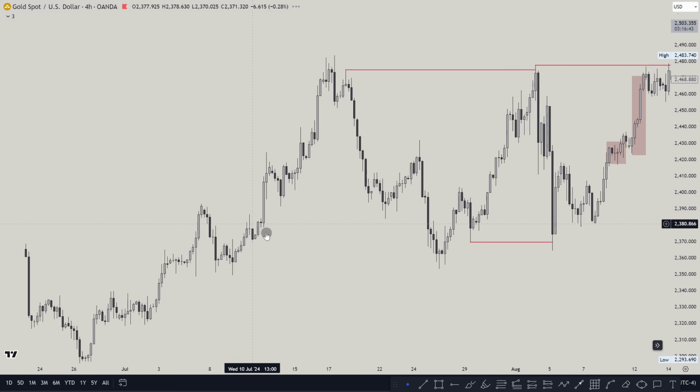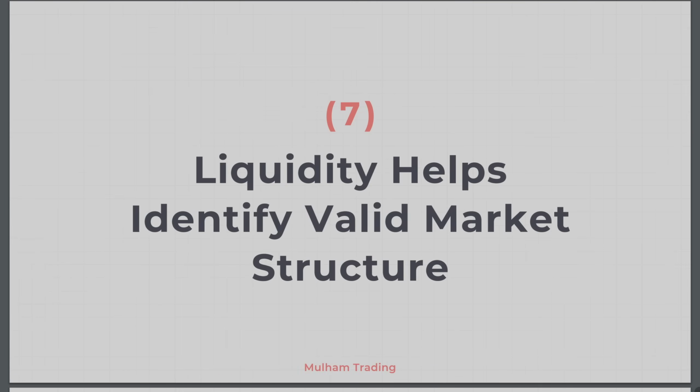That's how we use liquidity to confirm if we are still in the trend or the trend is about to end, and we might either have a consolidation or we might have a reversal. Then liquidity can help identify valid market structure.